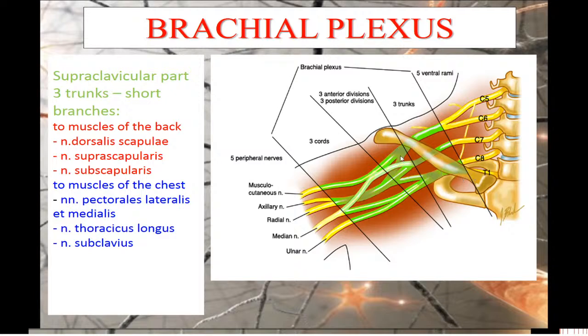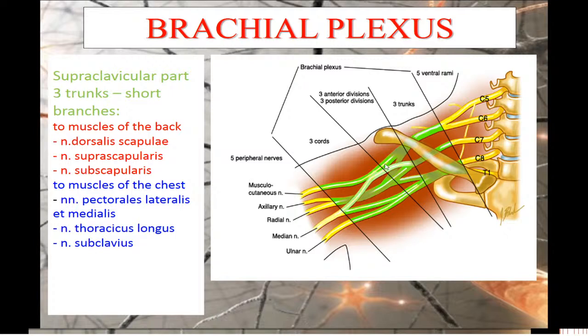After that, each of the trunks divides into an anterior and a posterior portion. All three posterior portions merge together, forming the posterior cord of the brachial plexus. The anterior portions of the superior and middle trunks will form the lateral cord of the brachial plexus, and the anterior portion of the inferior trunk will form the medial cord of the brachial plexus.